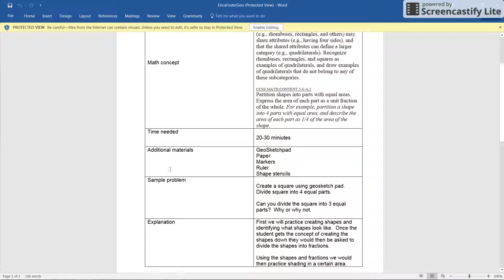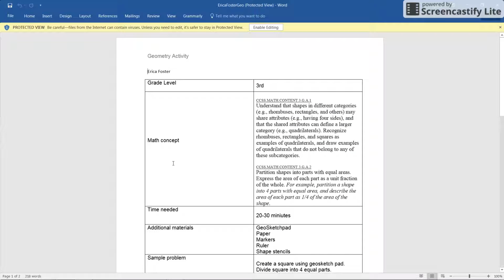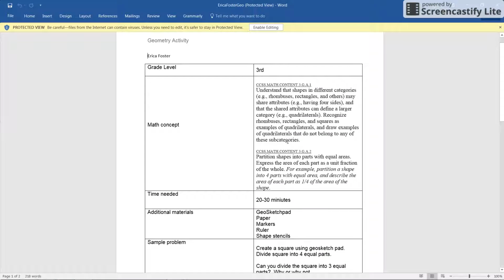Today I'm going to talk about my geometry lesson. For third grade, the concepts they're starting to learn are two-dimensional shapes sharing attributes, like how squares and rectangles have four sides, and some things that are different. And also recognizing that if you have a rectangle and it's flipped on its side or it's up and down, it's still a rectangle.